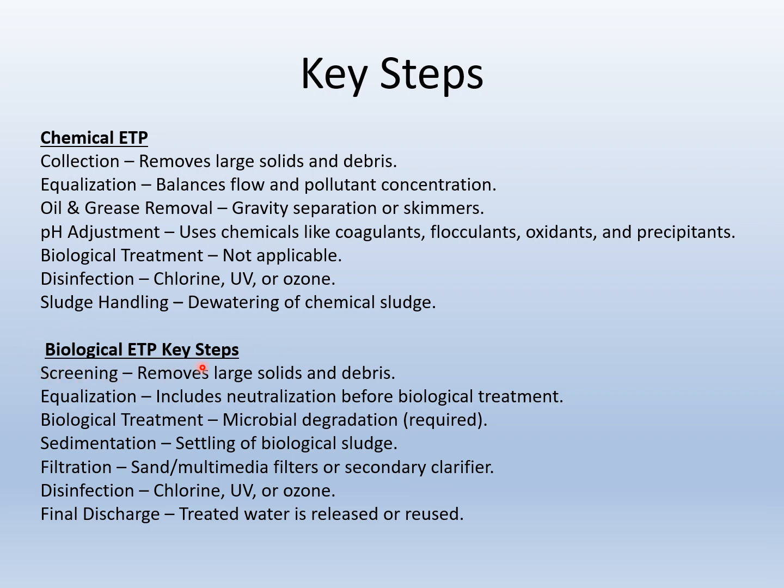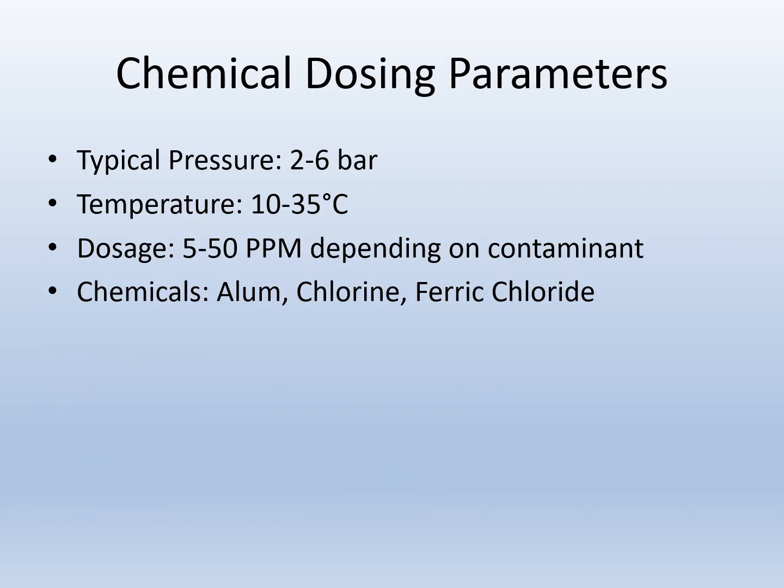Biological ETP key steps: screening, remove solids and debris; equalization including neutralization before biological treatment; biological treatment, microbial degradation required; sedimentation, settling of biological sludge; filtration, multimedia filter or secondary clarifier; disinfection using UV or ozone; final discharge, treated water is released and reused.